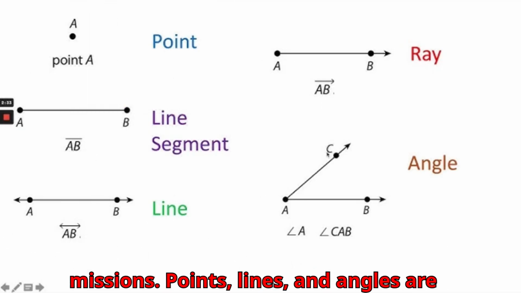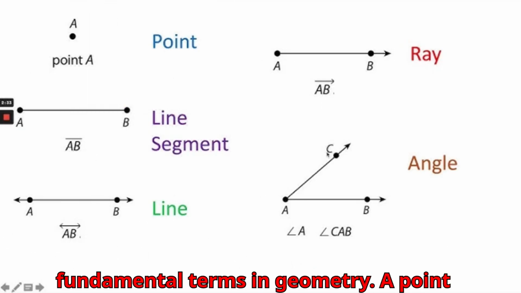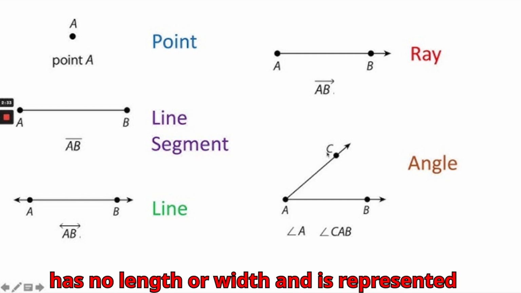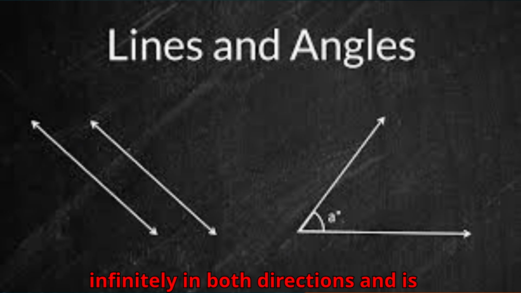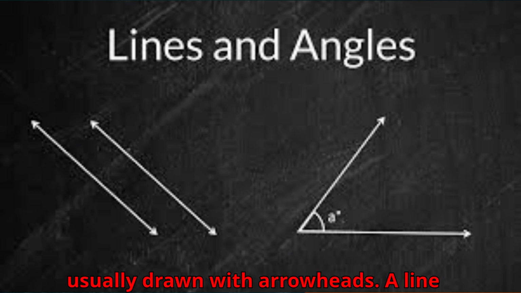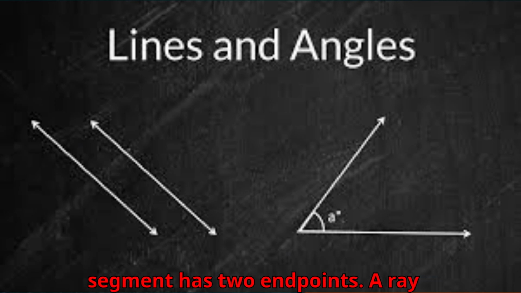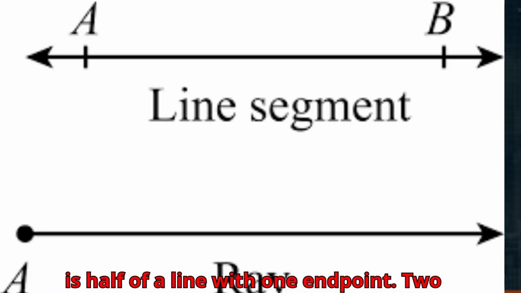Points, lines, and angles are fundamental terms in geometry. A point has no length or width and is represented by a dot. A line extends infinitely in both directions and is usually drawn with arrowheads. A line segment has two endpoints. A ray is half of a line with one endpoint.